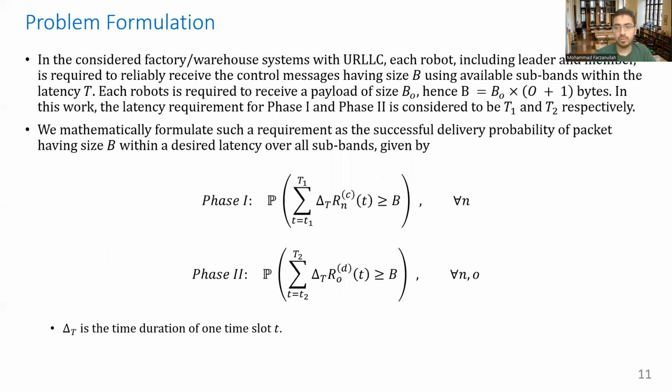So moving on to the problem formulation, each robot is required to receive the cluster's control messages of size B within the time constraint of T. And so we can formulate the requirement as the probability of successful delivery of a packet having size B, and these equations show this for both phase 1 and phase 2.